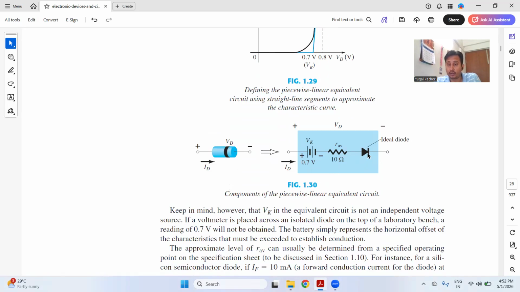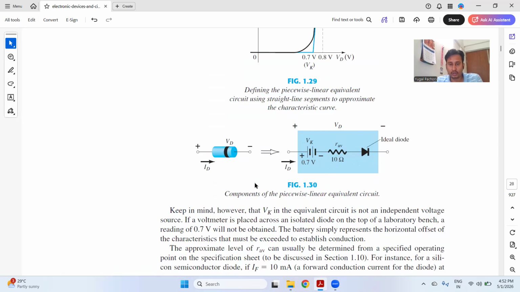And this is the ideal diode. So the ideal diode will not have these two components, whereas the practical diode will have the cut-in voltage and the resistance. And I told you the capacitance also. But at present, the capacitance is not considered over here. It will be considered when we study the capacitive effect of the diode. So for now, you just have to consider the cut-in voltage, the average resistance and the ideal diode.